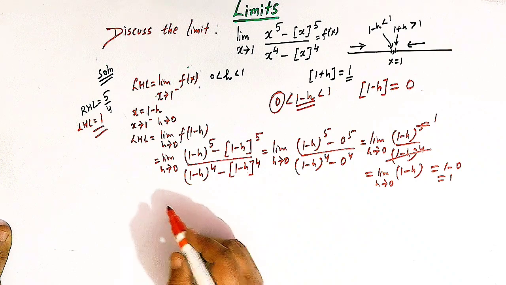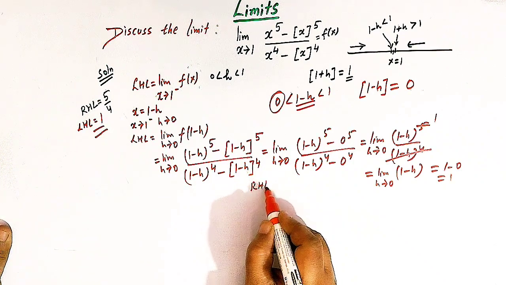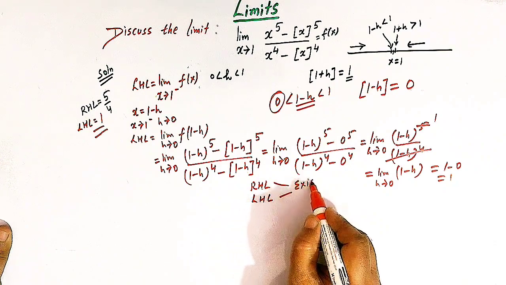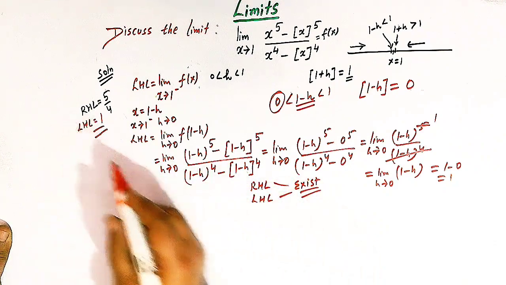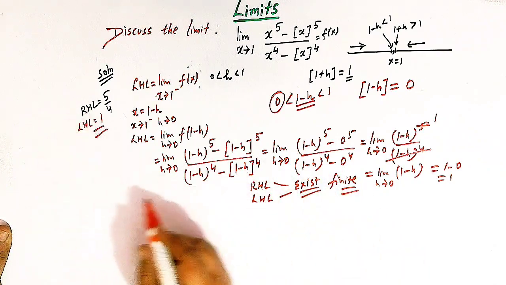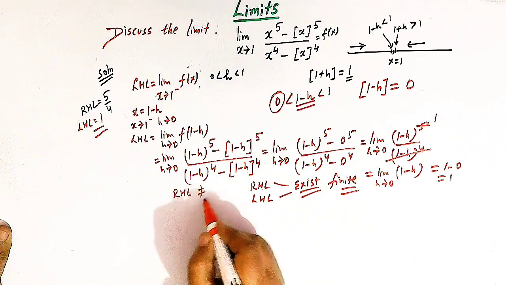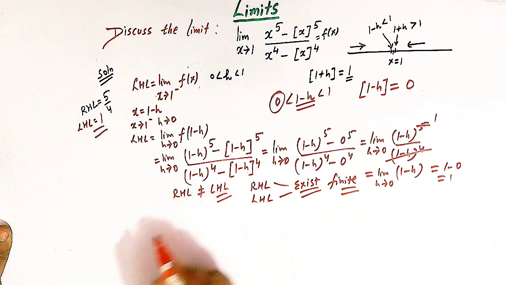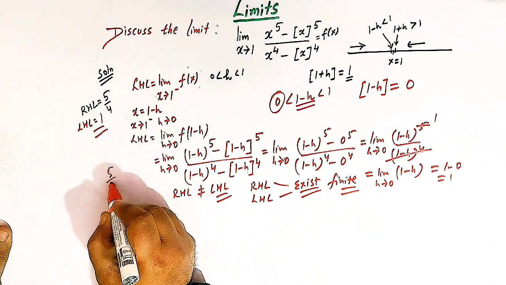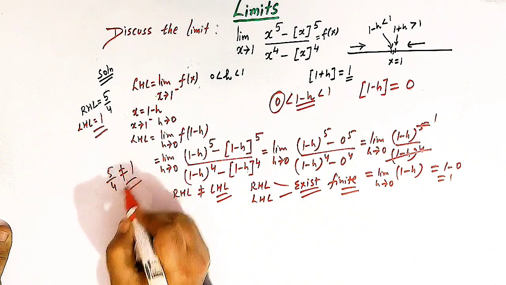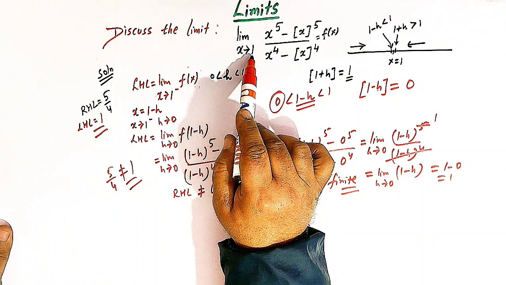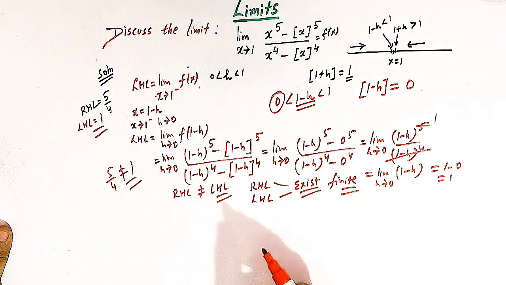So we can see that the right hand limit and the left hand limit both exist, right? So here both the limits exist and they are finite. But the important thing is that right hand limit is not equal to the left hand limit, right? So these two limits are not equal to each other, because 5 by 4 is not equal to 1. So we can say that the limit of this function when x approaches 1 does not exist, right?